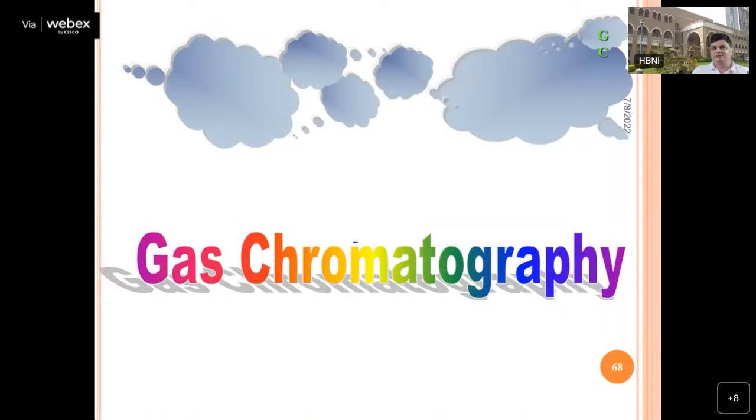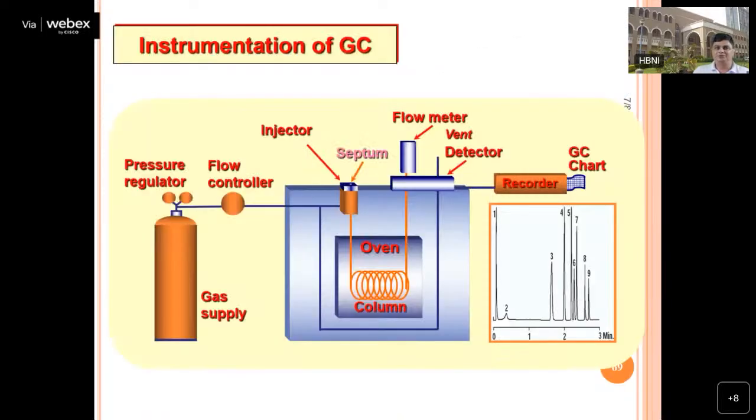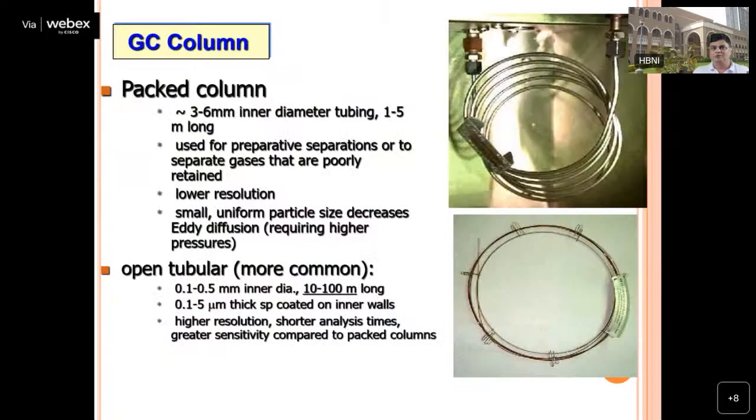Another example is gas chromatography. This is how the instrumentation in the GCs looks like. All the columns are in the oven, and you use various kinds of detectors. Here I just give an example of one. This is the FID, the flame ionization detector, which generates the chromatograms.